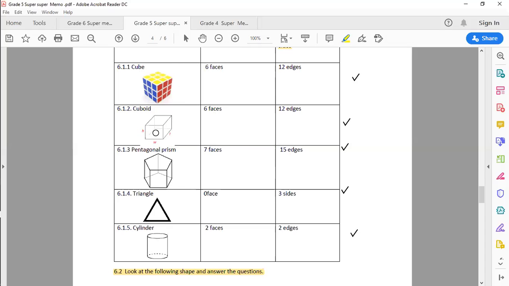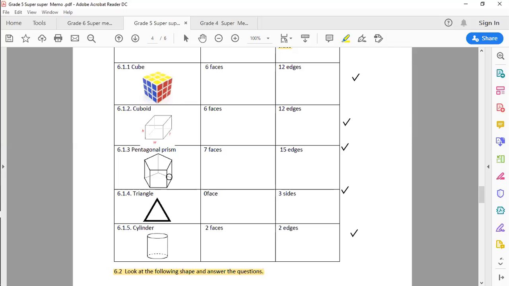Cuboid, how many faces? 1, 2, 3, 4, 5, 6. Edges, 1, 2, 3, 4, 5, 6, 7, 8, 9, 10, 11, 12. Simple as that. Same thing for pentagonal prism. How many faces? 1, 2, 3, 4, 5, 6, 7. How many edges? 1, 2, 3, 4.